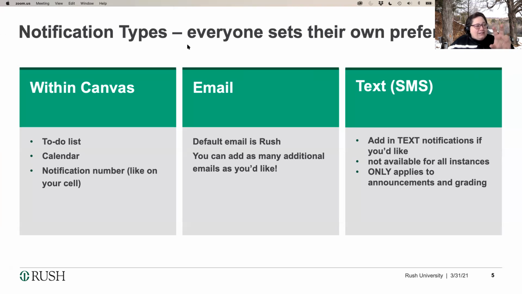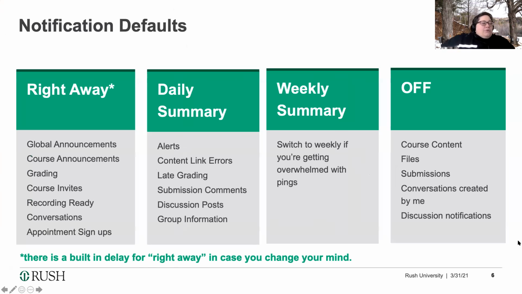So within Canvas, that's where you're going to access things that are built into Canvas. Your to-do list is in Canvas, your calendar is in Canvas, and like I said, there's that little notification number like on your cell phone. Email, your default email is Rush. You can add as many as you like. And then when it comes to the apps, that might not be your best choice.